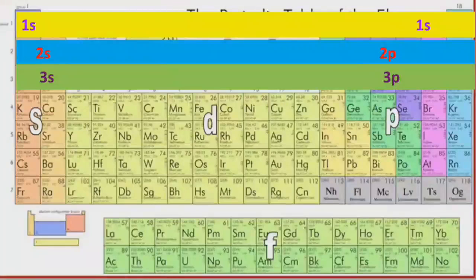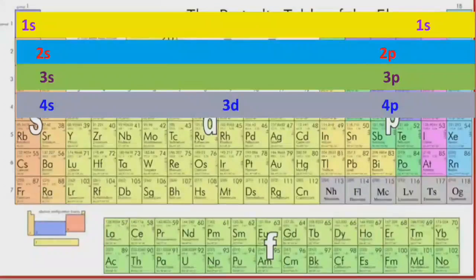Observe the fourth period. Total 18 elements are there in the fourth period, from potassium to krypton. From potassium to calcium, the 4s orbital is filled up, 4s1, 4s2. From scandium to zinc, the 3d orbital is filled up. From gallium to krypton, the 4p orbital is filled up. So in the fourth period, 4s, 3d and 4p orbitals are filled up. This is very important. All of you remember this.